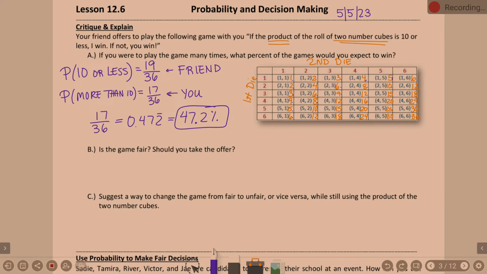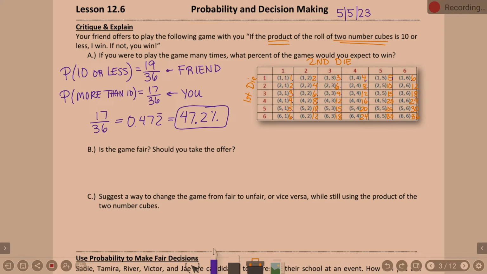Okay. B. Is the game fair? No. Should you take this offer and play this game with your friend? Oh, no. Do you have a good chance of winning? Yeah. It's close, but if probability holds true, you're guaranteed to lose, aren't you?